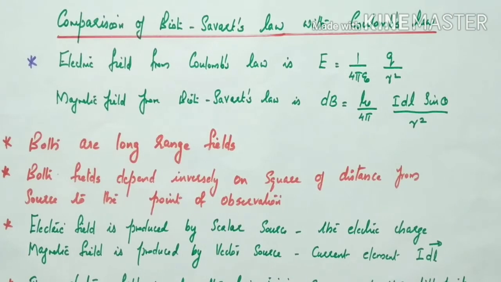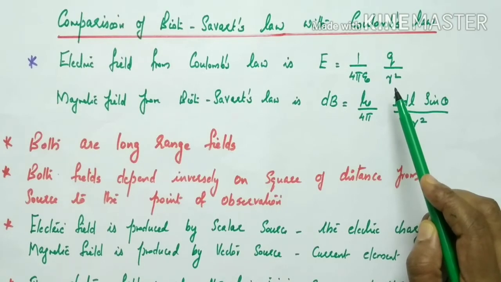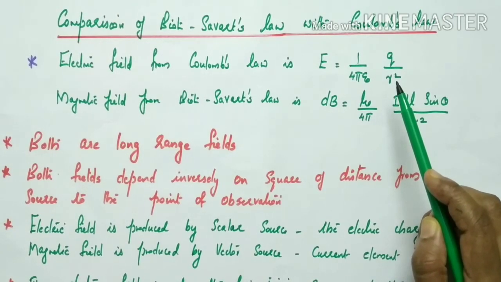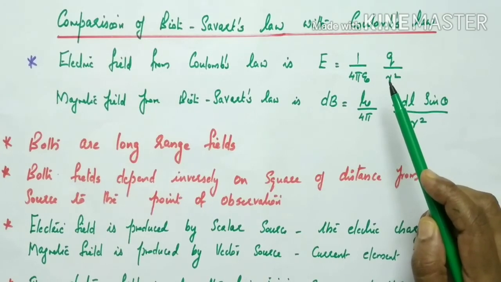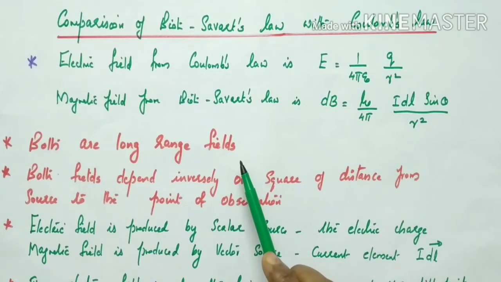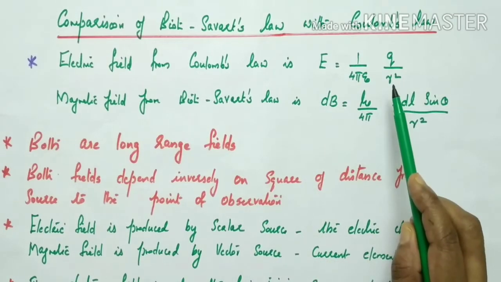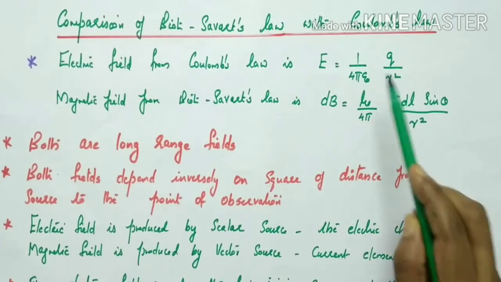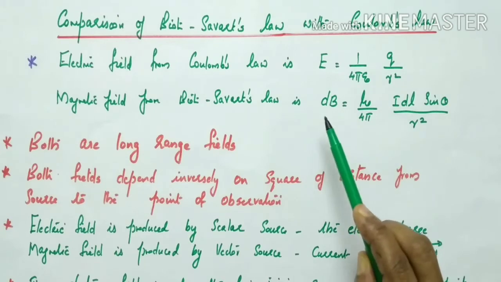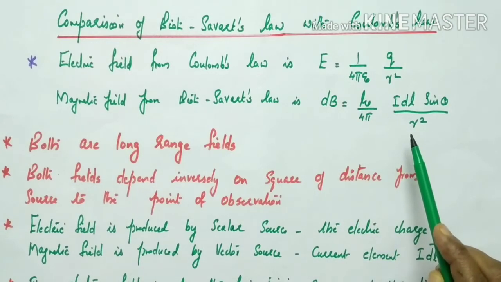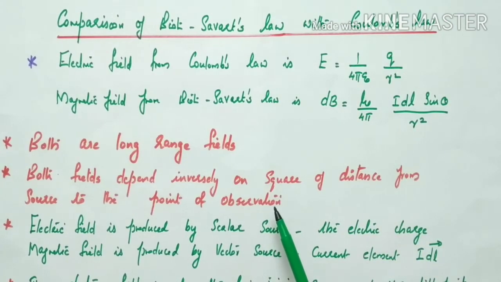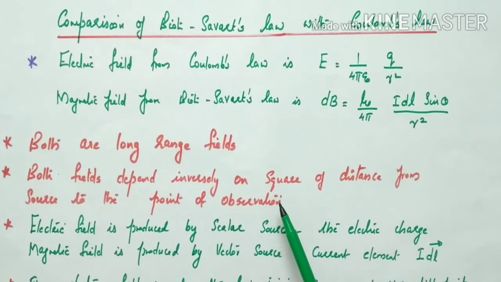Both are long range force, because as distance increases, what happens to electric field and magnetic field? It decreases, but it extends up to infinity. So both are considered to be long range force. And both are inversely proportional to r square, isn't it? So electric field is inversely proportional to r square, magnetic field is also inversely proportional to r square. So both fields depend inversely on the square of the distance between the source and the point of observation. Okay, so both obey inverse square law.